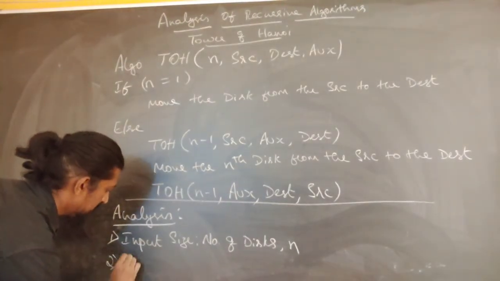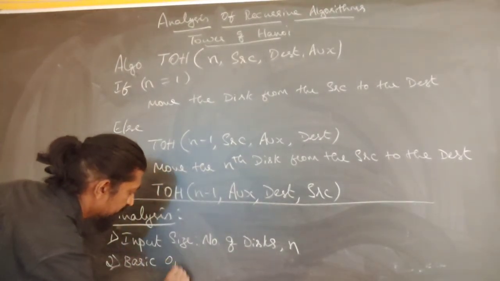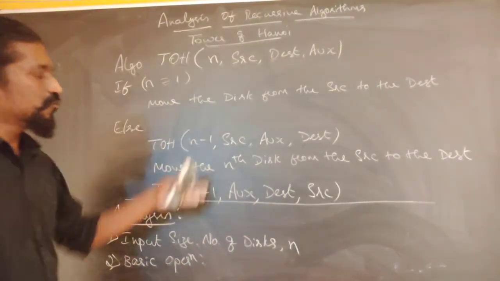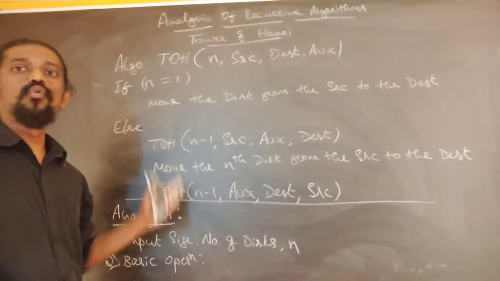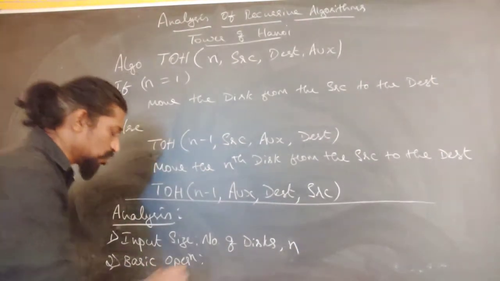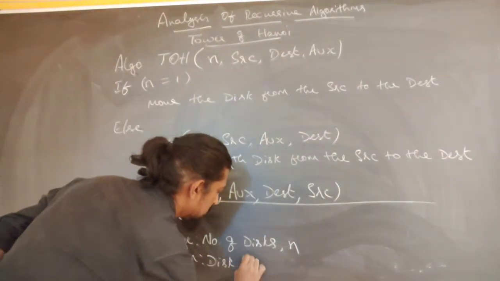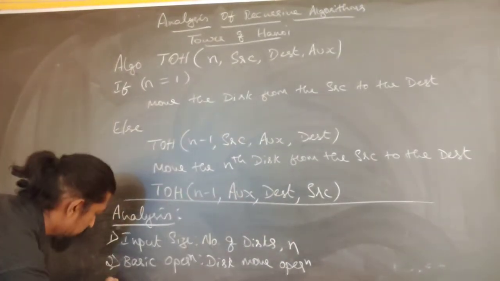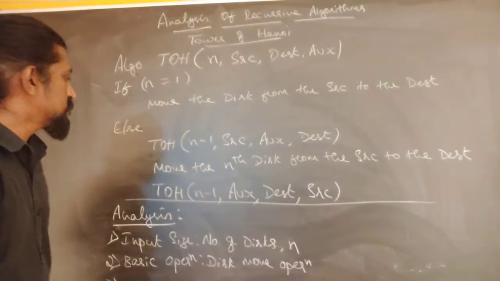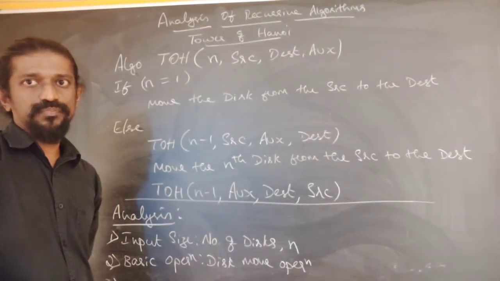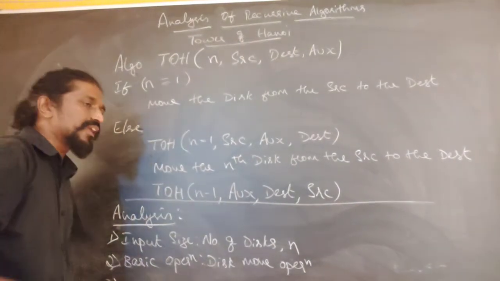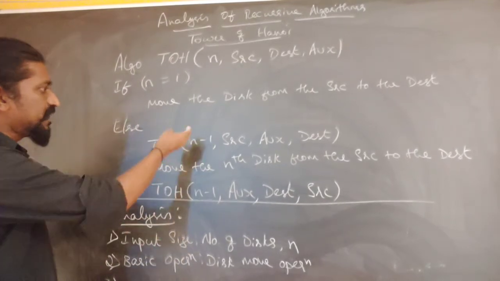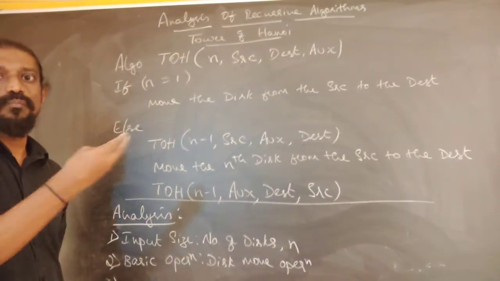The second one is the basic operation. What is the basic operation? If we can see, in the tower of Hanoi problem, the disks will be moved always. Therefore, the basic operation we can consider as the disk move operation. The next step is, we need to count the number of times this basic operation is executed. To count this, we will write an expression, a recurrence relation, which will calculate the number of times these disks are moved.